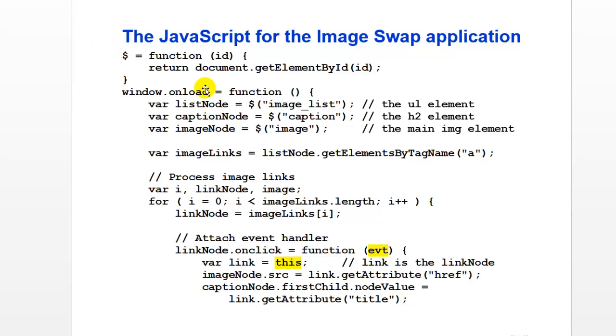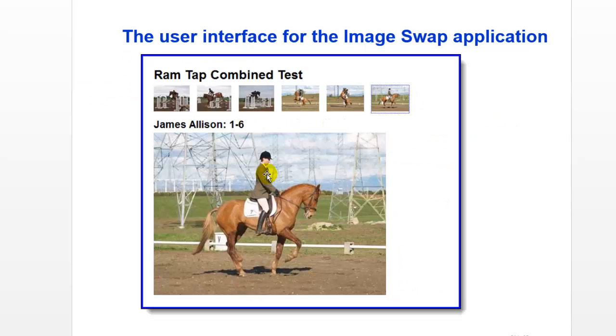And then they give you the JavaScript. You grab the image, the caption, and the image list. That's the UL, unordered list. And then you've got the caption. And then you've got the main image element. That's the big one right here. That's this guy.